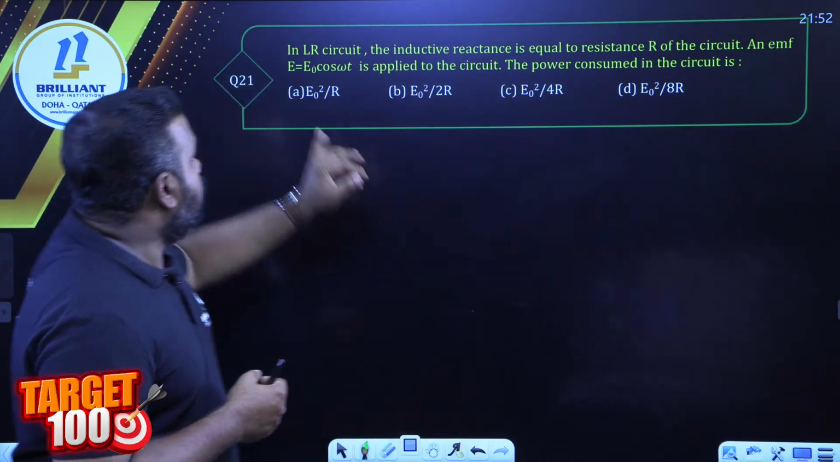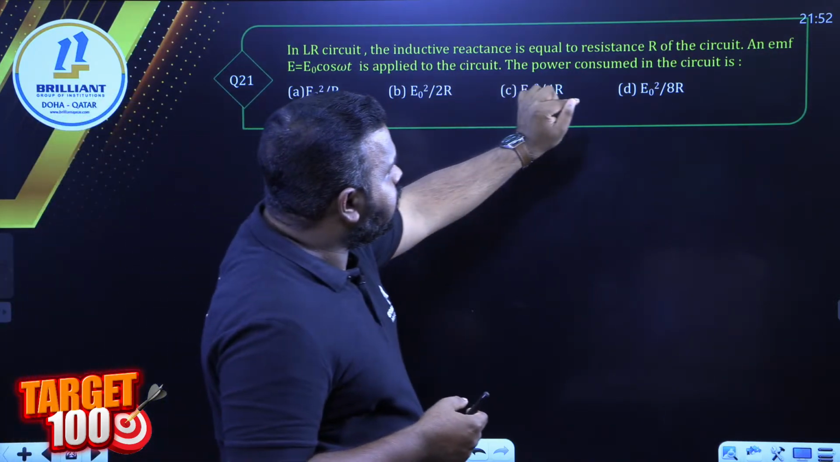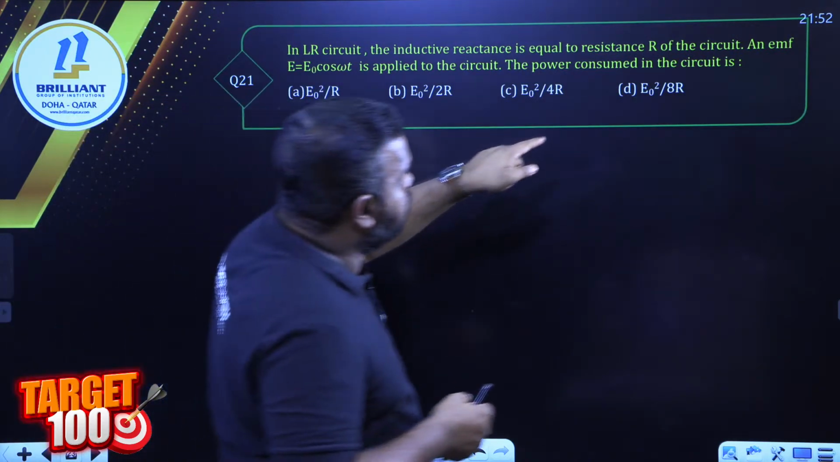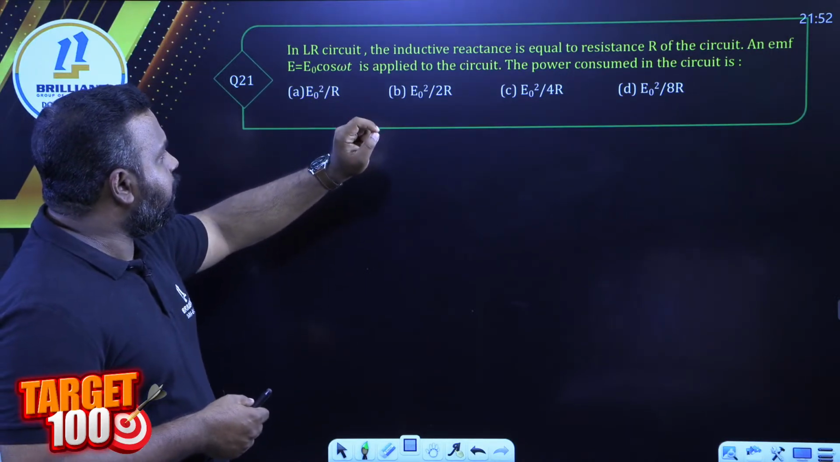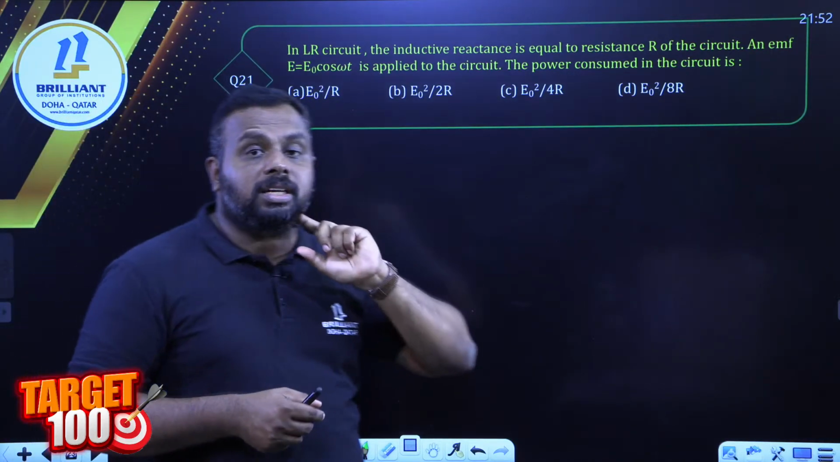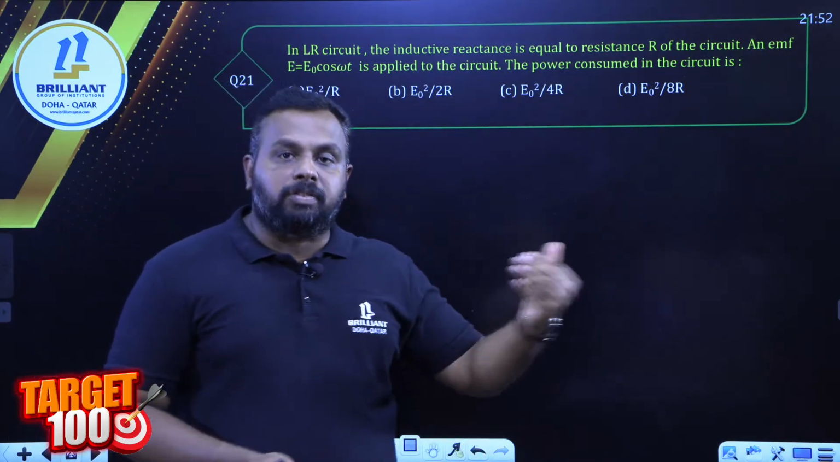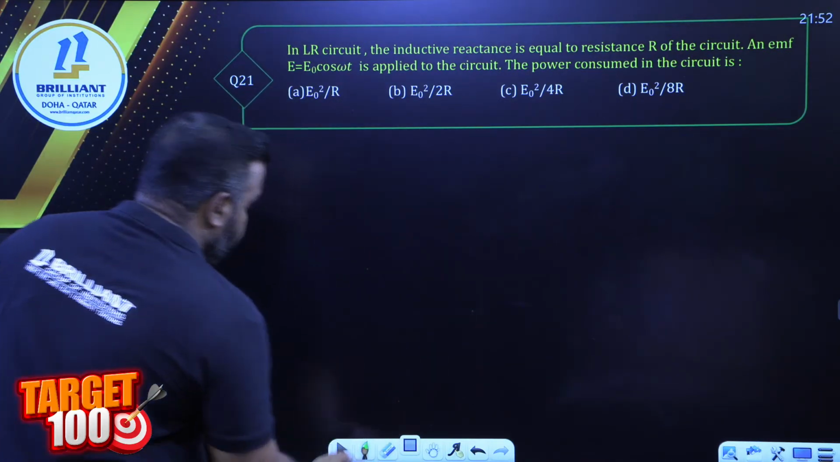Look at this. In an LR circuit, the inductive reactance is equal to the resistance R of the circuit. An EMF of E equal to E0 cos omega t is applied to the circuit. Find the power consumed in the circuit. So the question is direct only. We have to find what? The power consumed. Power consumed means it is average power only. So let's go to the formula. Listen.